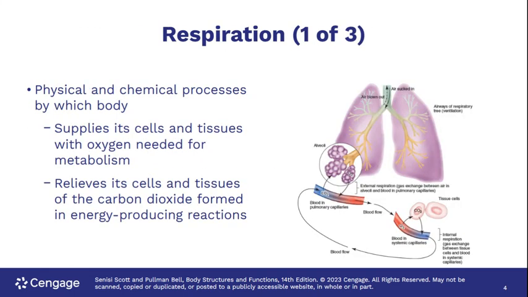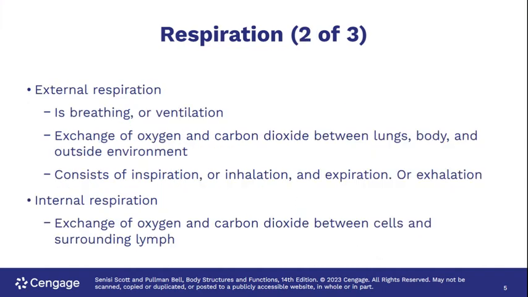So there's physical and chemical processes during respiration. Basically, the physical part of the respiration is supplying cells and tissue with oxygen that you need for metabolism. The chemical process is the tissues and the cells using oxygen to produce energy and releasing carbon dioxide. That's the two parts. There's actually three kinds of respiration, though. There's external respiration, internal respiration, and cellular respiration, which is also known as oxidation.